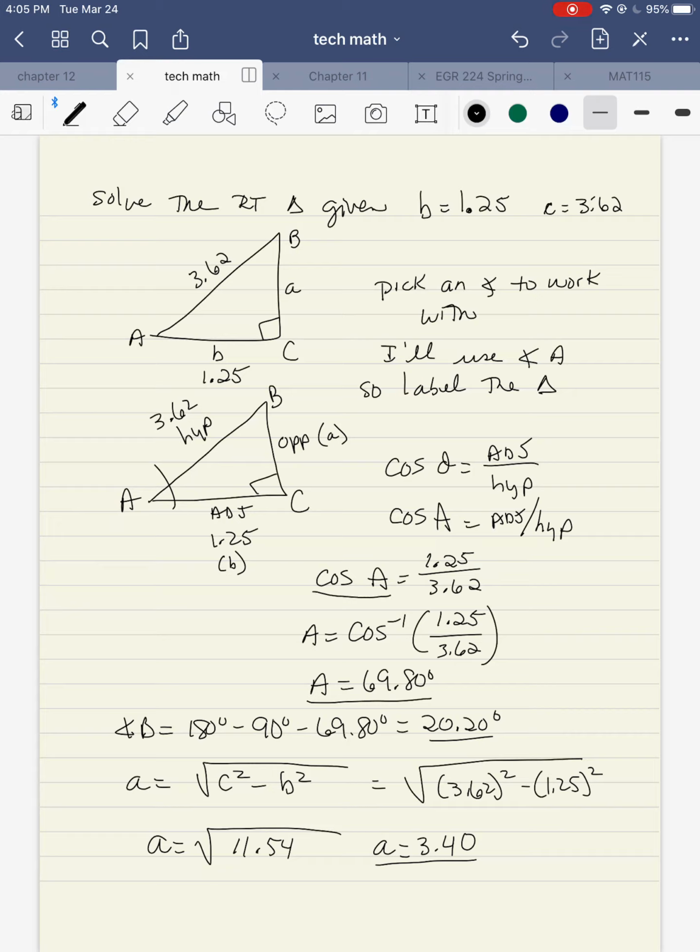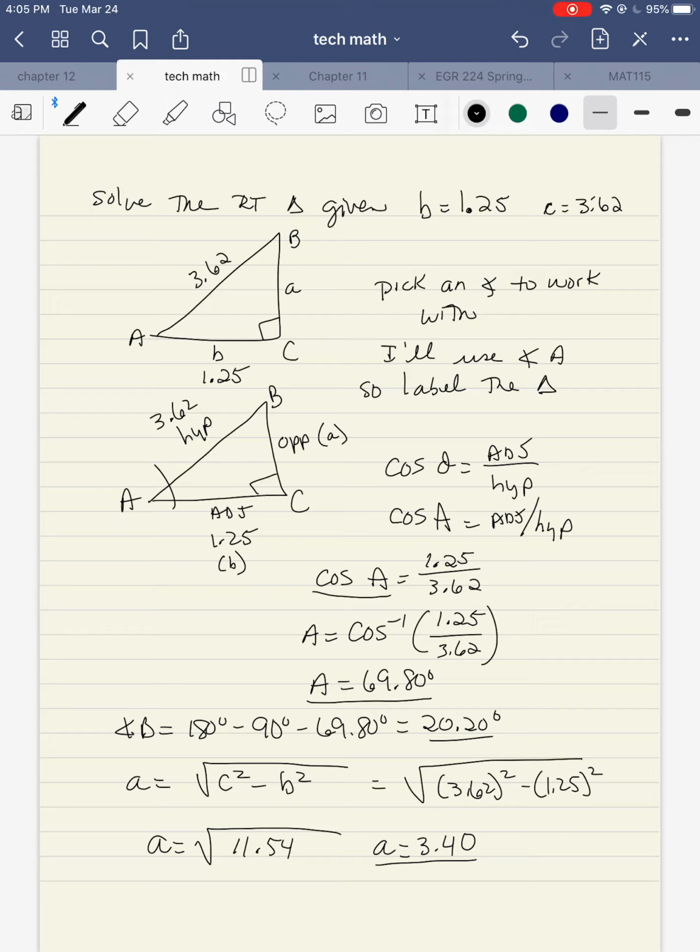So in order to find the angle, it's the inverse cosine, so it's the second function. So when I do my division of 1.25 divided by 3.62, I go inverse cosine, and that gives me angle A is 69.80 degrees. Of course, I want to make sure I'm always in degree mode for any of these calculations. Once I have the angle A, I can then use 180 minus 90 minus angle A to give me angle B. So that's 20.2 degrees.